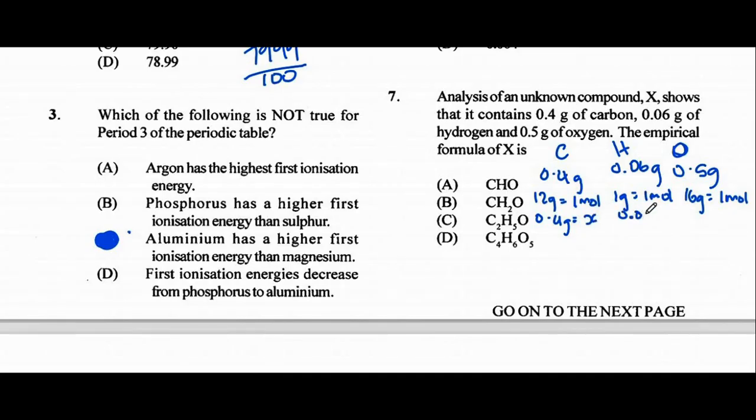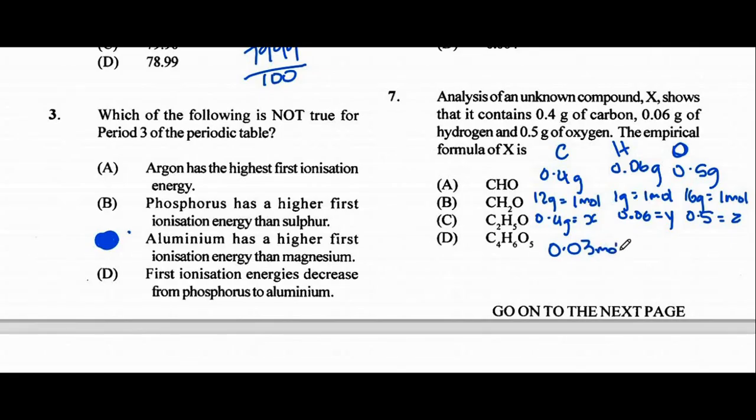0.06 is equal to Y, and 0.5 is equal to Z. Cross multiply: 12x is equal to 0.4. Therefore, the amount of moles would be equal to 0.4 divided by 12, and that is 0.03 moles.